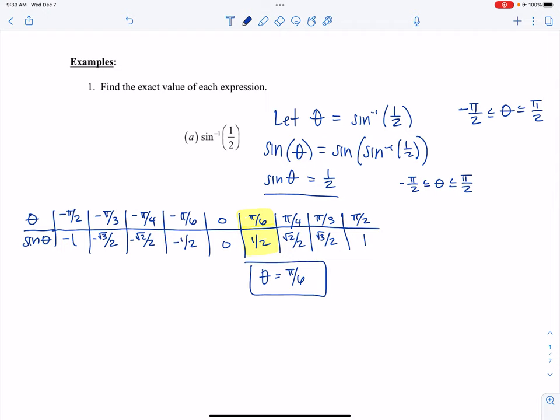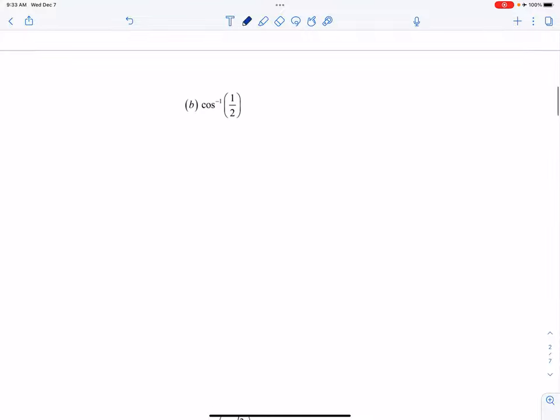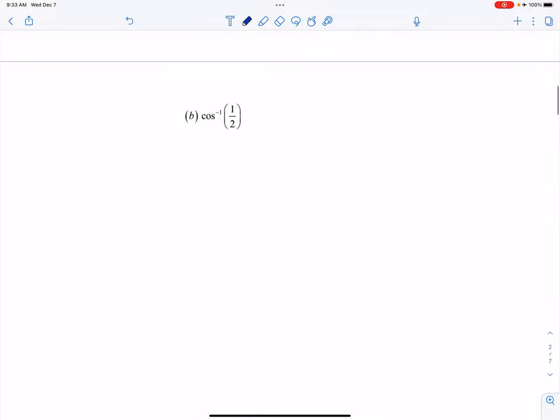That is the exact value of sine inverse of 1/2. Okay, let's look at another one. Cosine inverse of 1/2. We're going to work this one out very similarly to the last one, except instead of a table filled with sine values, now we're looking at cosine.